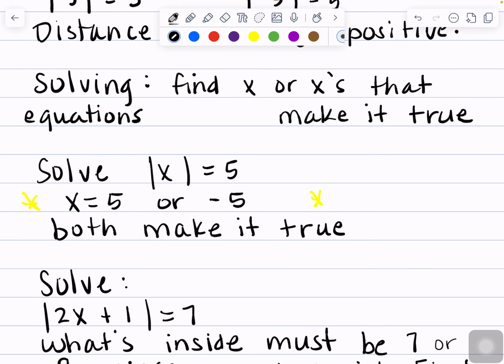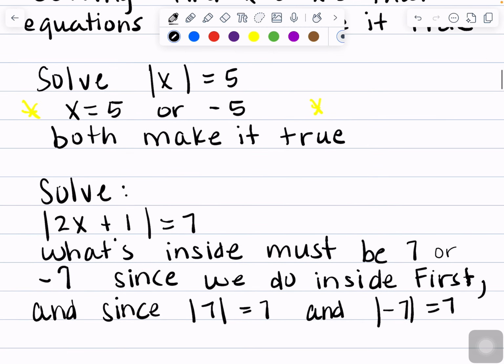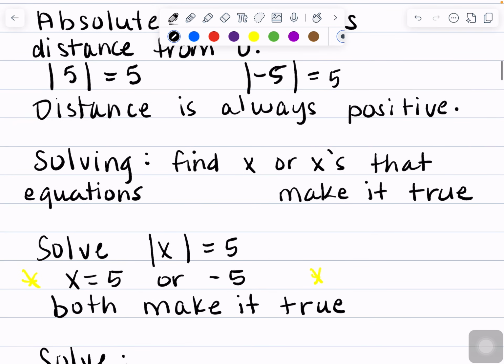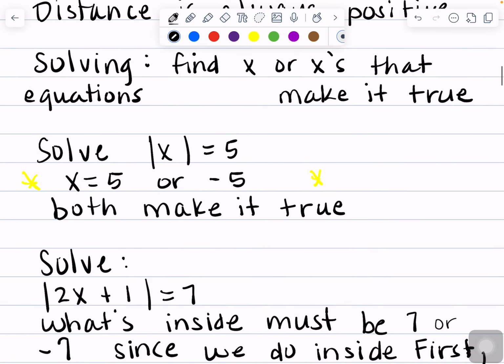Solving means to find x, or x's if plural, that make it true. Okay, so solve the absolute value of x equals 5. X could be 5 or negative 5, because we know that the absolute value of 5 and the absolute value of negative 5 are 5.